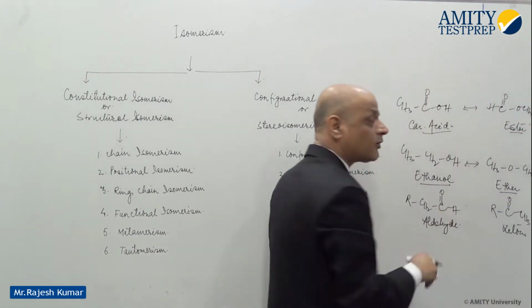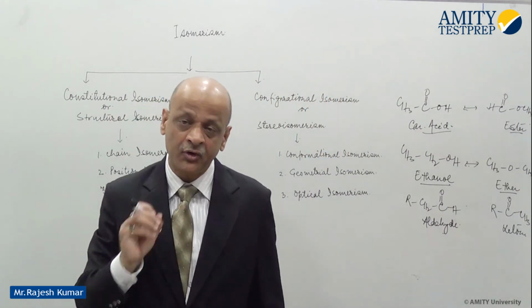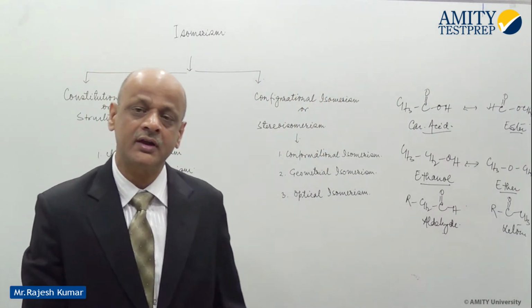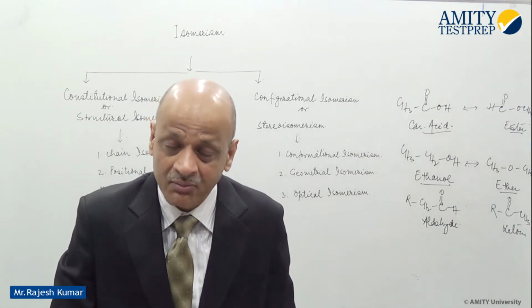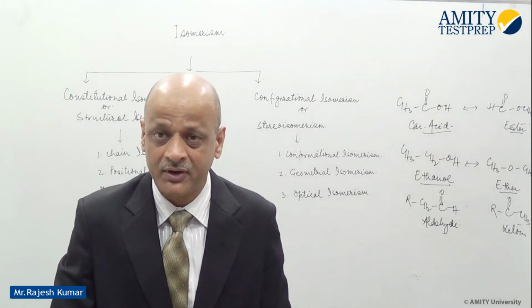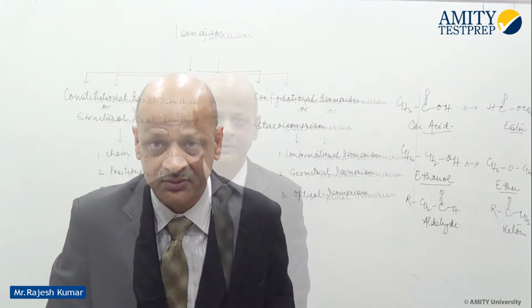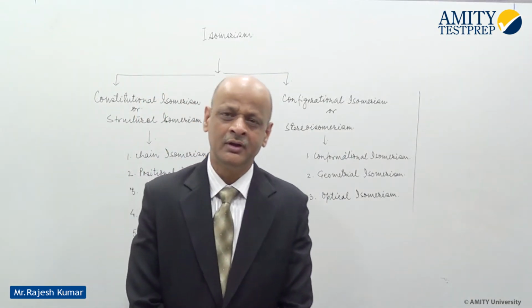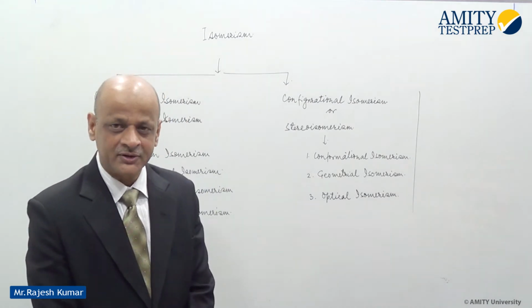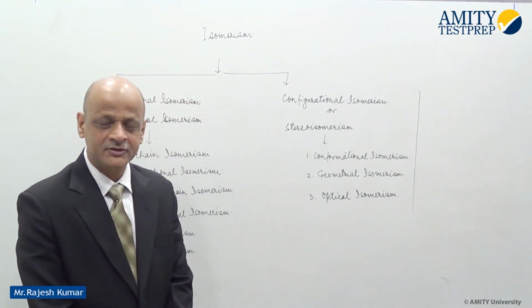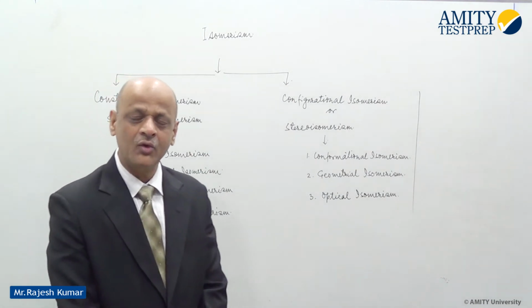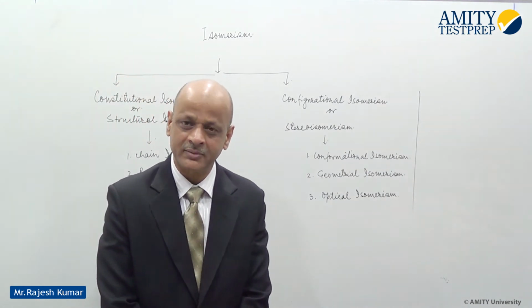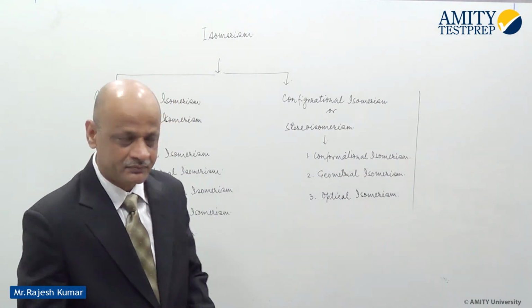Since they are functional isomers, they have the different functional group, it is quite obvious that they would have different chemical properties as well as physical properties. So these are called the functional isomerism. Last time we have discussed about some structural isomerisms like chain isomerism, positional isomerism, functional isomerism, and ring chain isomerism. This time we are going to discuss one of the important isomerism, that is called metamerism.